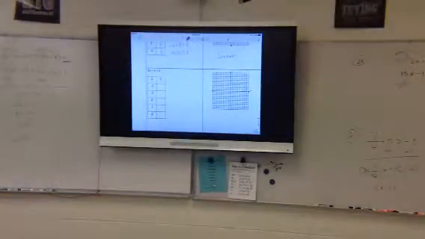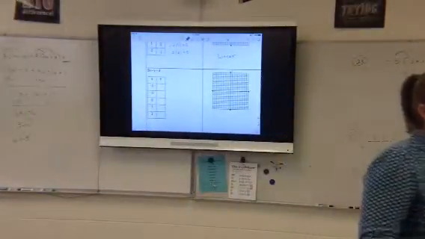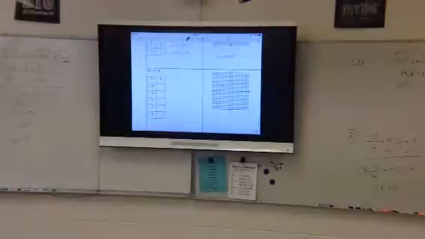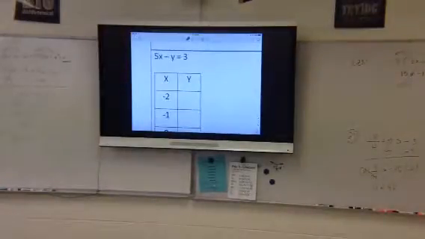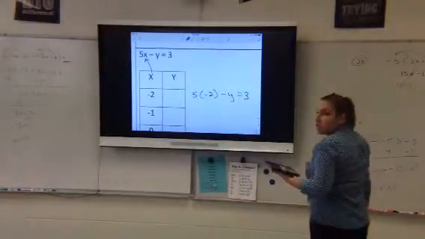Now, what are we going to do on this one? We're going to plug in. You have two options here. I don't care which way you do it. We are still plugging in for x, right? So we will take 5 times negative 2 minus y equals 3. Does that make sense? We're just still plugging in for x.